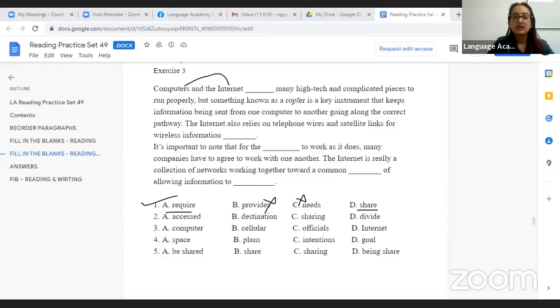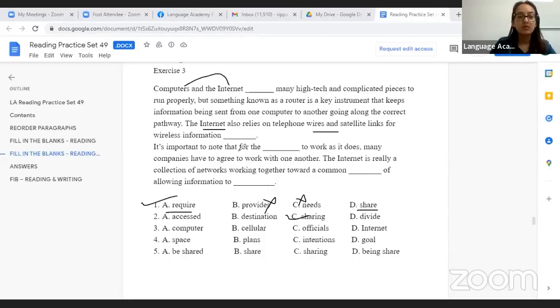But something known as a router is a key instrument that keeps information being sent from one computer to another, going along the correct pathway. The internet also relies on telephone wires and satellite links for wireless information dash. So internet relies on wires and satellites for what? For wireless information sharing. This is the purpose of internet now, to share the information. So internet relies on these things to share the information wirelessly. So it was wireless information sharing.